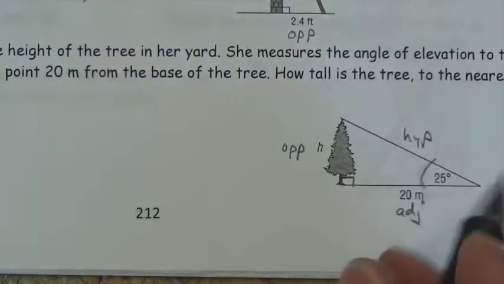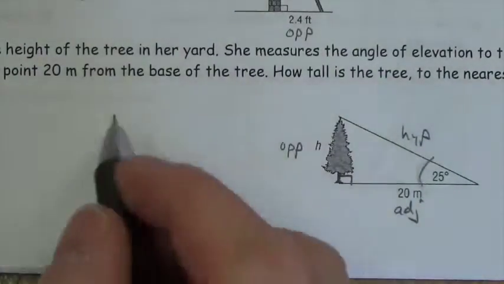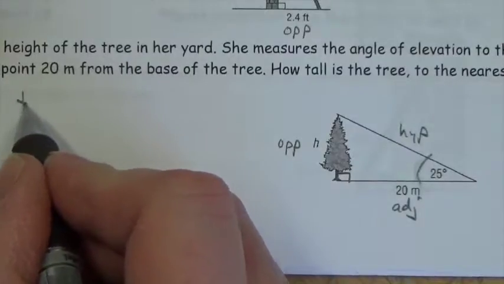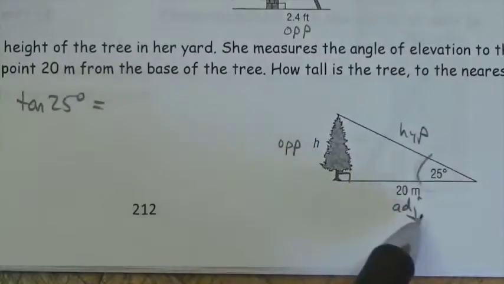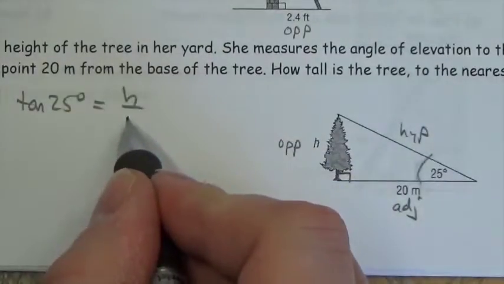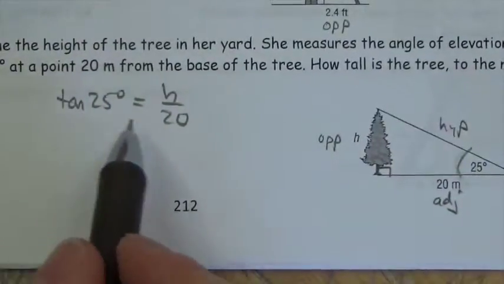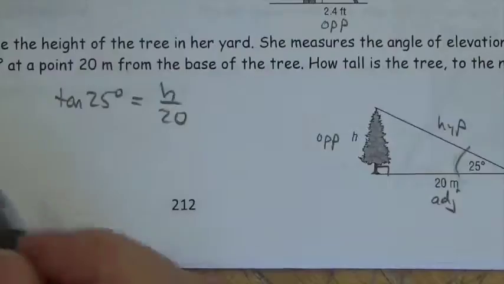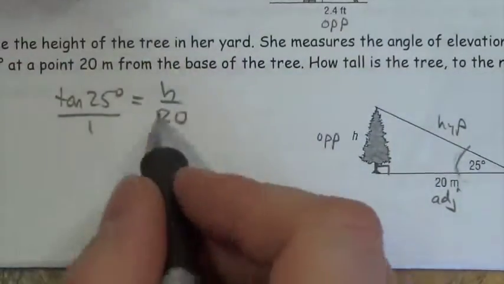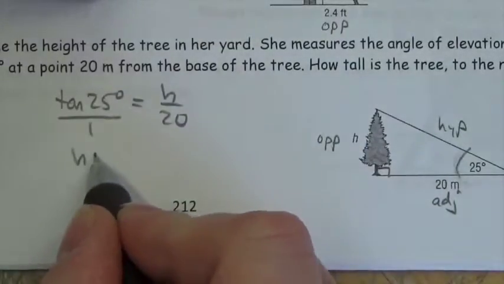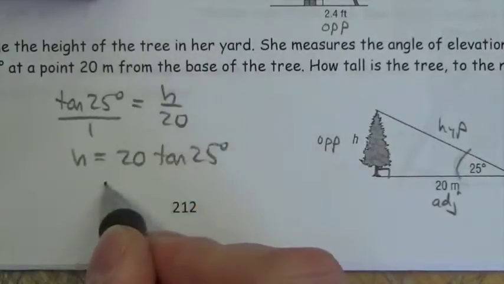Now, what trig ratio do we know of that relates the opposite and the adjacent side? Well, it's going to be tangent. So in this case the tangent of 25 degrees is going to be equal to the ratio of h over 20. They should be equal to each other. I will go to my calculator in a second to figure out what the tan of 25 is, but I don't need it right now. I'll just make this over 1 and cross multiply to get the h by itself. So h times 1 is h, and this will be 20 times the tangent of 25.